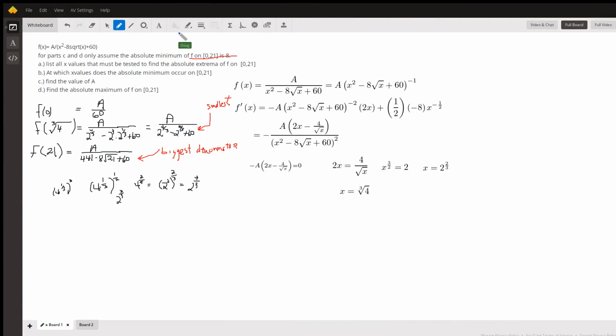Okay, this is a pretty interesting problem. Here's the original function right here. The problem doesn't state whether a is positive or negative, but it makes a difference to the problem.